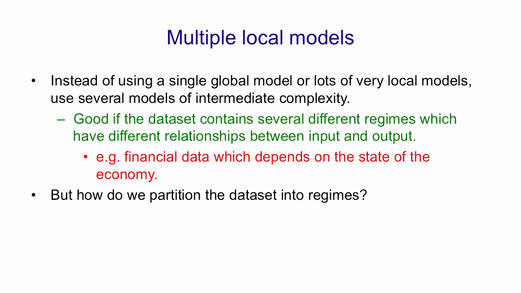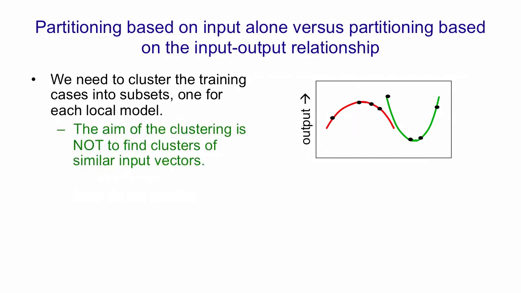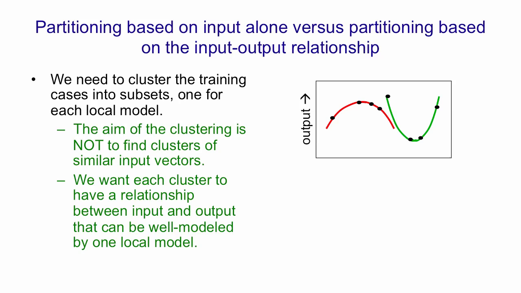So we have this problem, if we're going to use different models for different regimes, of how do we partition the dataset into these different regimes. In order to fit different models to different regimes, we need to cluster the training data into subsets, one for each of these regimes. But we don't want to cluster the data based on the similarity of input vectors. What we're interested in is the similarity of input-output mappings. So if you look at the case on the right, there's 4 data points that are nicely fitted by the red parabola, and another 4 data points that are nicely fitted by the green parabola.